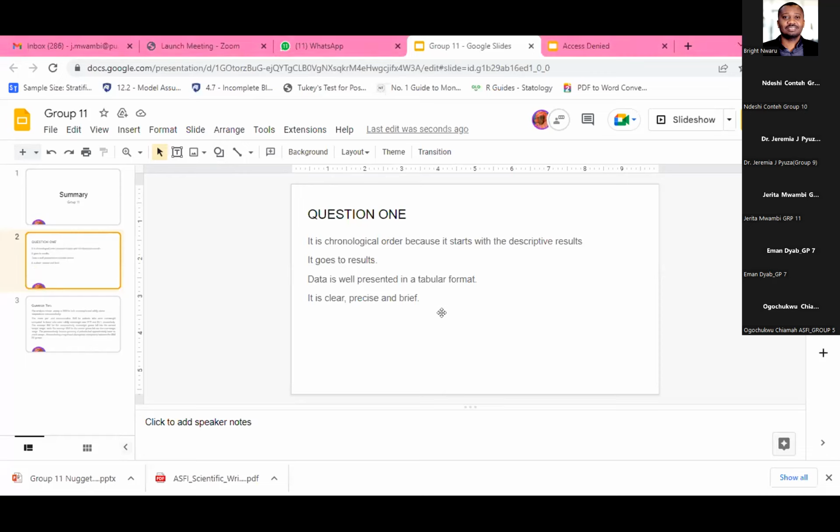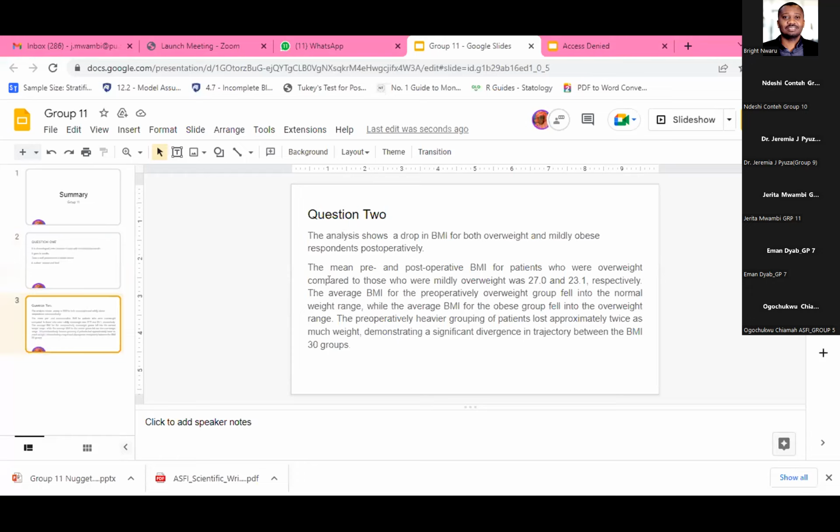Is this clear? Yeah, we see. Okay, so we said it is chronological order because it starts with descriptive results, then it goes to the main results. The data is well presented in a tabular format. It is clear, precise, and brief.